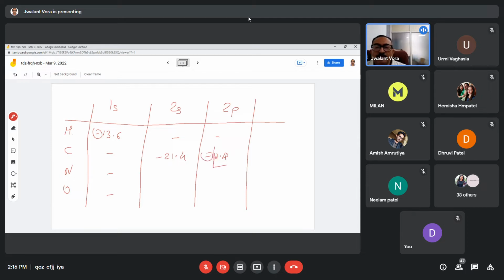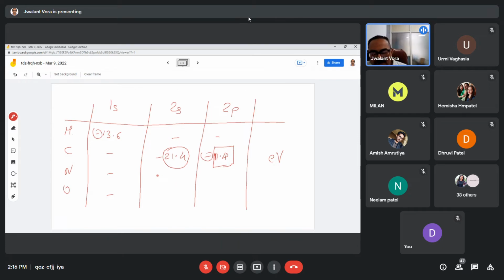To remove a 2p electron, 11.4 electron volt energy has to be given, while for a 2s electron more energy has to be given. It is 21.4. Do not consider the negative sign. I said that in chemical reactions we mention it with the negative sign.